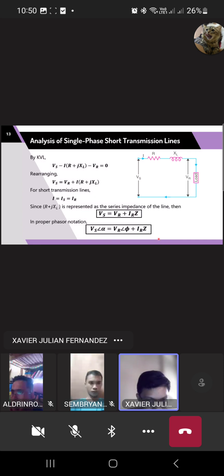Sir, what about the power factor of the impedance? None. Impedance is an independent parameter, so you do not put an angle or power factor there. The only inclusions of power factors are IR and VR, and VS as well, because you solve VS as VR angle 0 plus IR times Z. The goal is the magnitude and angle of your VS. So please remember that. Okay, right, let's continue.